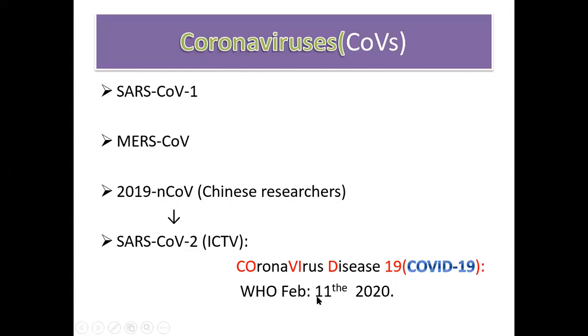So the WHO in 2020 named the disease coronavirus disease 2019. So this is one of the burning topics, and this coronavirus group includes three viruses. The earliest one is the SARS coronavirus 1, then the MERS coronavirus, and the third one is the SARS coronavirus 2.